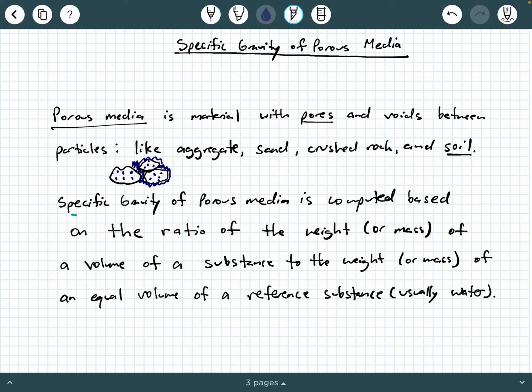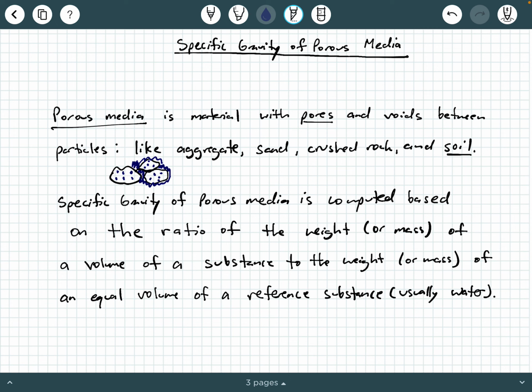Now, specific gravity of porous media is computed based on the ratio of the weight or mass of a certain volume of the substance to the weight or mass of an equal volume of a reference substance. And that reference substance is usually water. Again, we're looking at the ratio of the weight of a certain volume of a substance to the weight of an equal volume of water. And again, this could be based on weight or mass. We could see the weight version or the mass version of that.